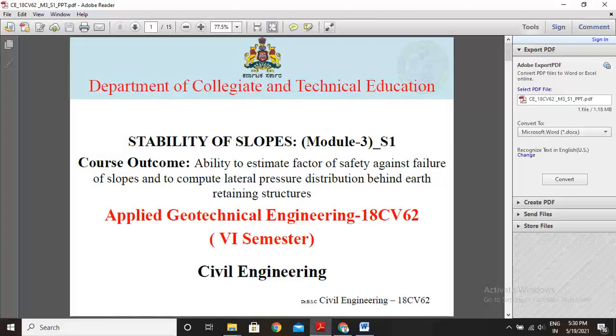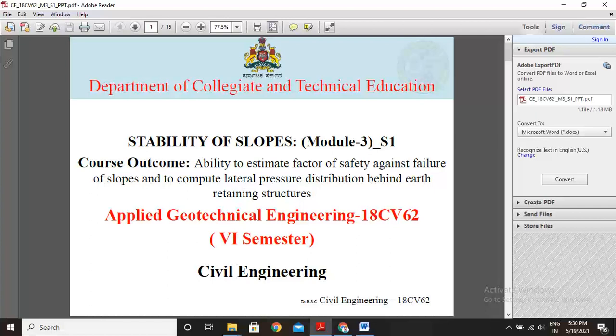Today I want to start Module 3, Session 1, and the title of Module 3 is Stability of Slopes. This Module 3 is divided into two parts. The first part is Stability of Slopes. The second part is Lateral Earth Pressures. Now I want to finish the first part, that is Stability of Slopes.